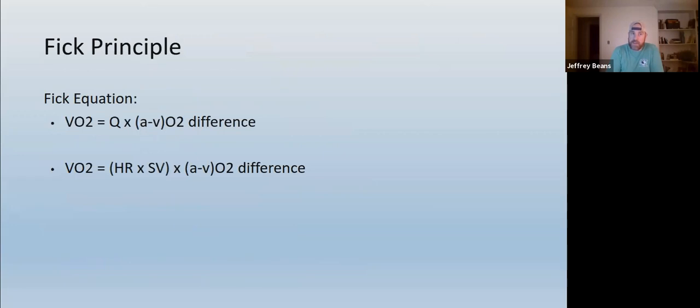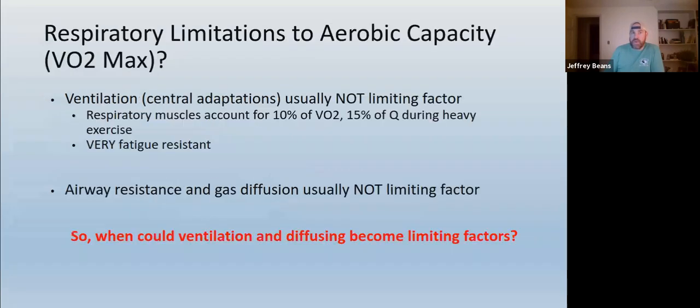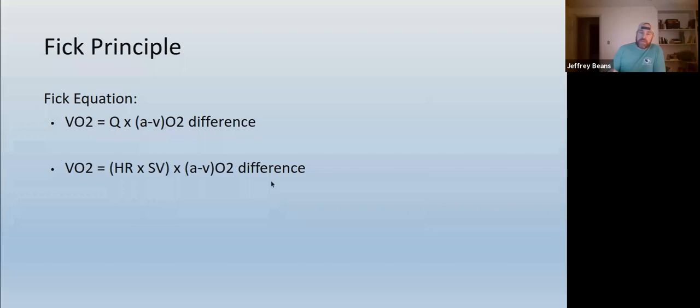So we have the Fick principle, which we did talk about in previous lectures, but now we're going to put it to use. VO2 is your cardiac output times your AVO2 difference. Again, if we're looking at this another way, VO2 is your heart rate times stroke volume times your AVO2 difference. And so we talked about AVO2 difference. This is the difference of oxygen partial pressure on the arterial side of the muscle versus the venous side of the muscle. So what is the difference between those two? And then you multiply that by your heart rate and your stroke volume.